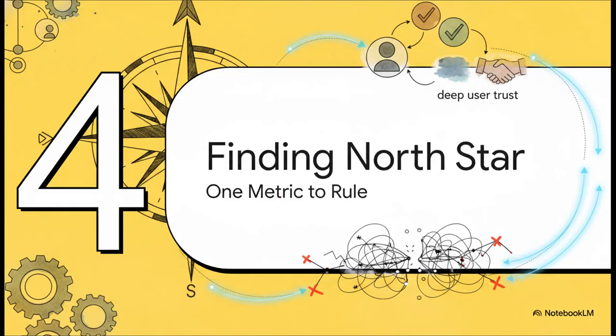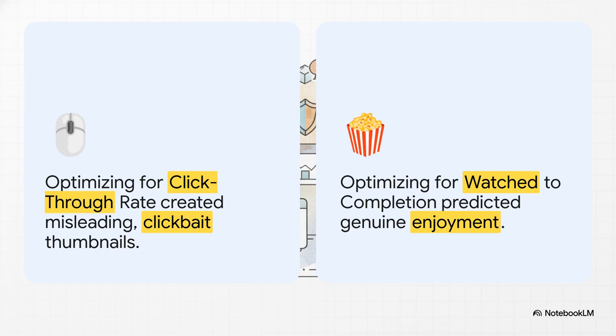Section 4. Finding your North Star and choosing one metric to rule the roadmap. But even with a perfectly diagnostic stack, a product team still needs alignment. You need a North Star metric. And for AI, this metric absolutely must capture genuine value delivery and deep user trust, not just raw blind activity. And this brilliantly illustrates the danger of picking the wrong North Star.